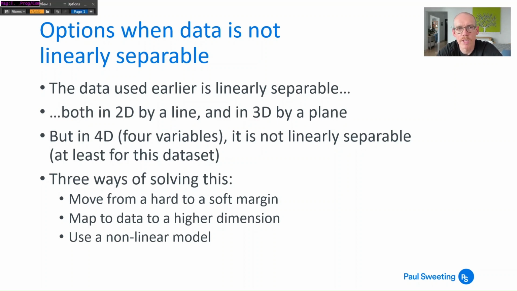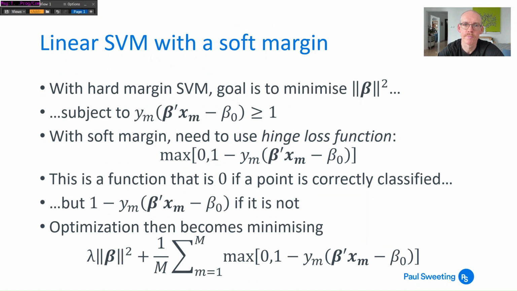So to reiterate, the data I used before was linearly separable in 2 dimensions with a line and 3 dimensions with a plane. 4 dimensions, 4 variables, it's not. So there's 3 ways you can solve that. You move from a hard to a soft margin, move to a high dimension, or use a non-linear model. And today I'm going to be looking at the first of these, moving from a hard to a soft margin.